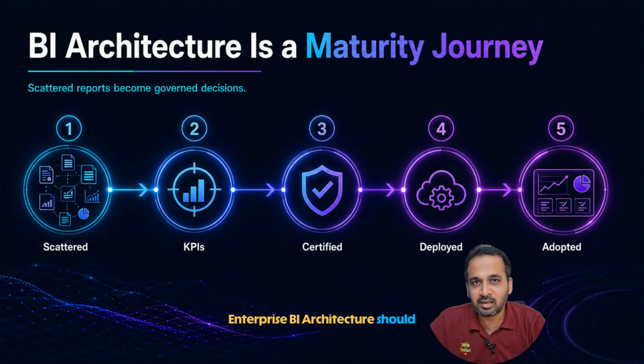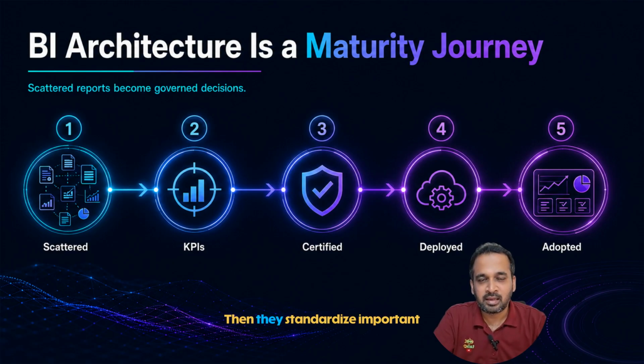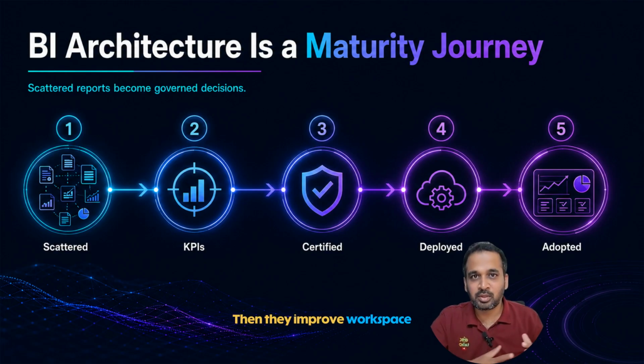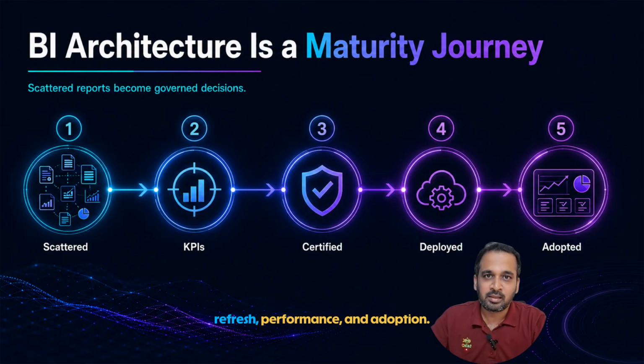Enterprise BI architecture should be seen as a maturity journey. Most organizations do not become mature in one step. Usually, they start with scattered reports. Then they identify duplicate KPIs. Then they standardize important metrics. Then they create certified semantic models. Then they move from thick reports to thin reports. Then they improve workspace strategy. Then they introduce dev, test and prod deployment. Then they monitor usage, refresh, performance and adoption. Then they clean up old content. This is a journey.